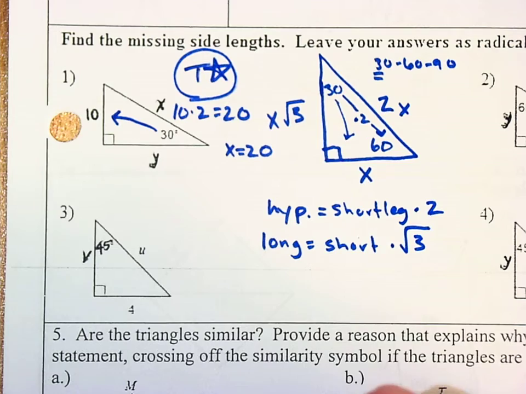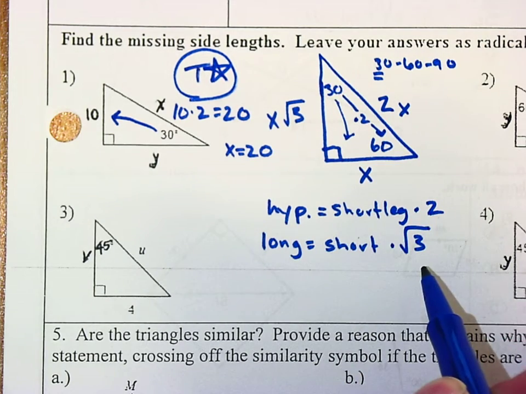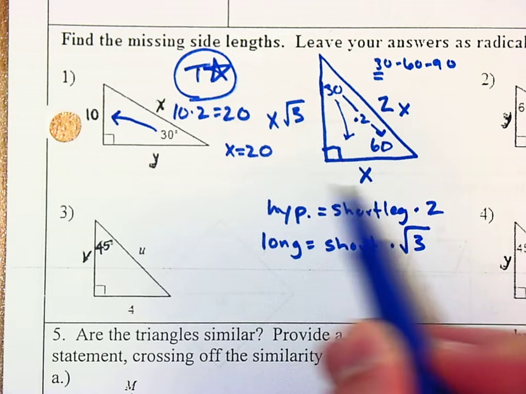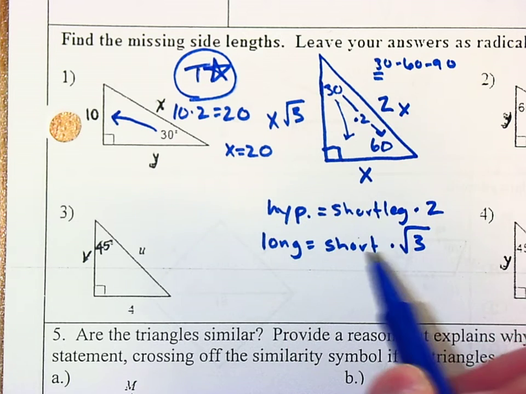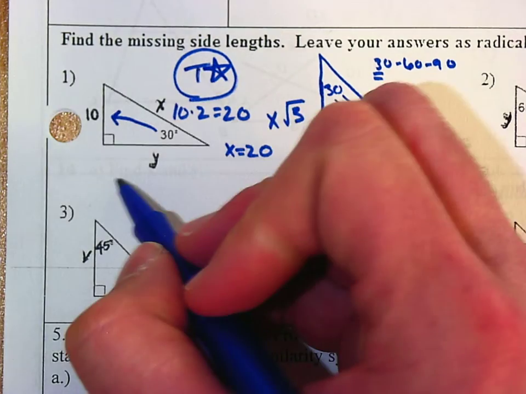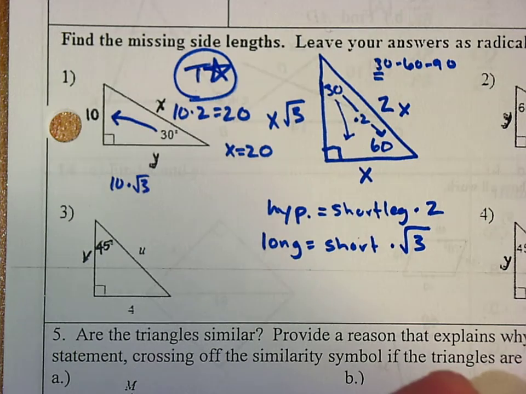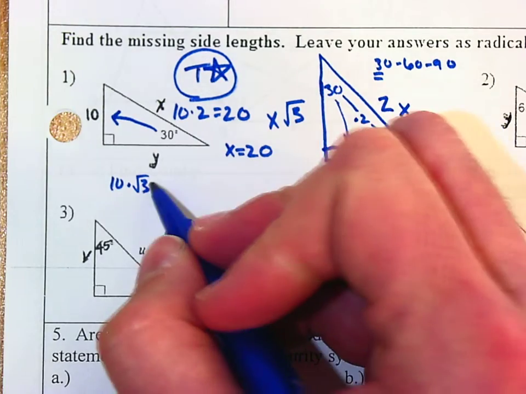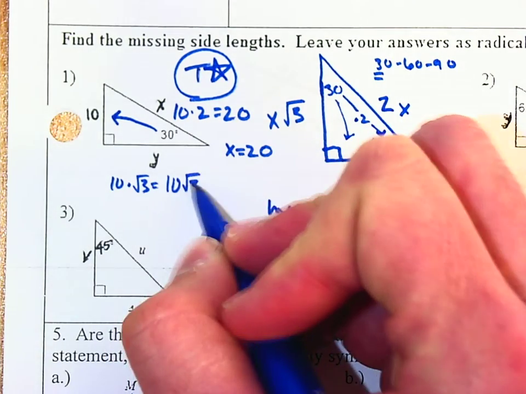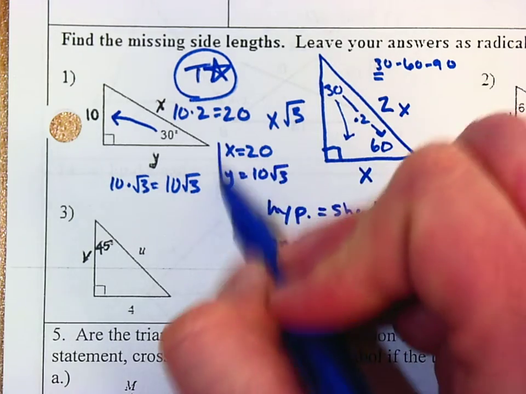Now to find the long leg, I'm just going to do the short leg times the square root of 3, or x times the square root of 3, in our unit triangle. Well, the short leg is 10, and if we multiply it by the square root of 3, we can just leave it in simplest radical form, which is 10 square roots of 3. So y is 10 square roots of 3.